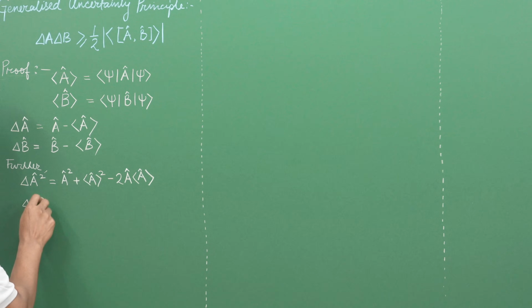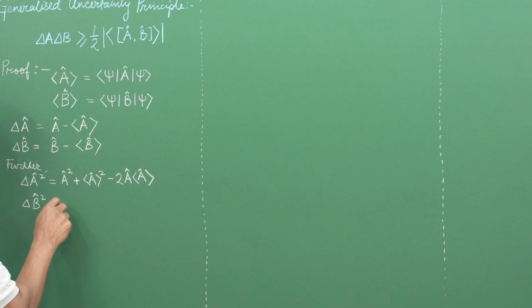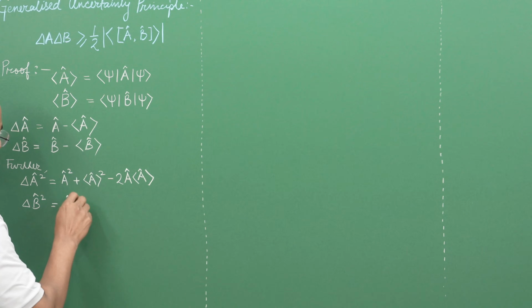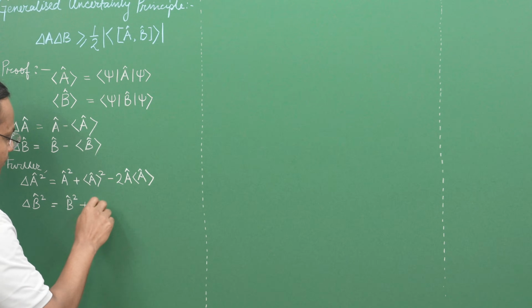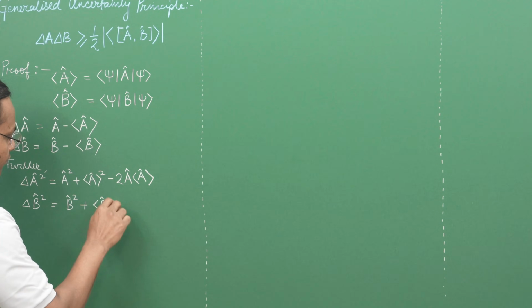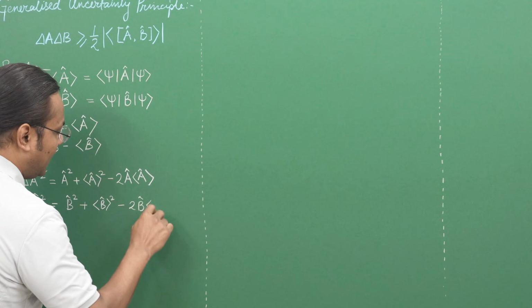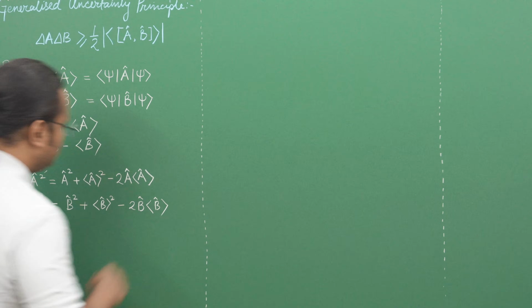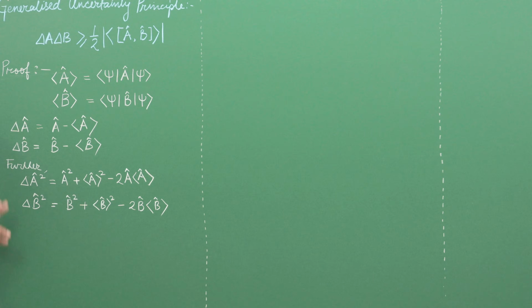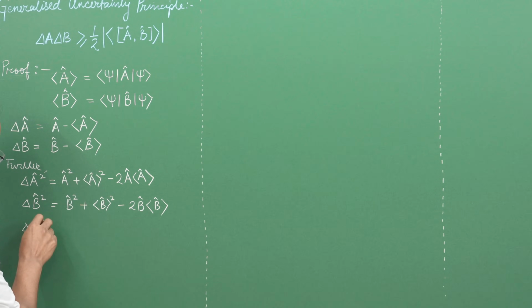Similarly, we have the uncertainty B square, which is B hat square plus the expectation value of B hat squared minus 2 B hat times the expectation value of B. Right. Now let us try to find out the expectation values of these expressions. Okay. So I hope that you are following the steps.